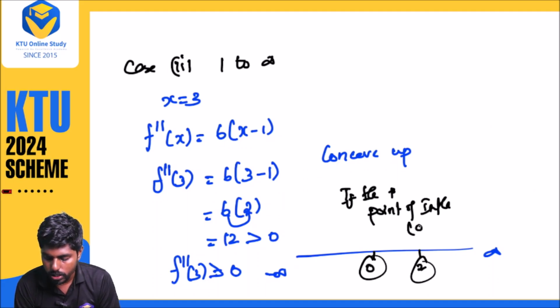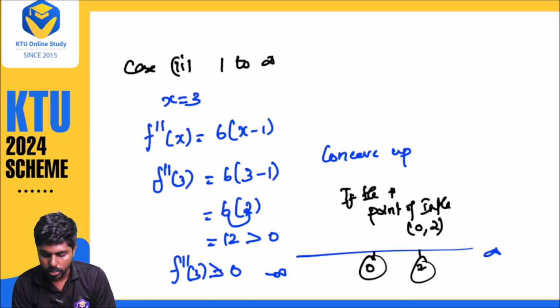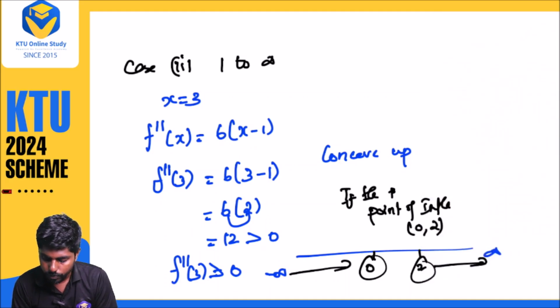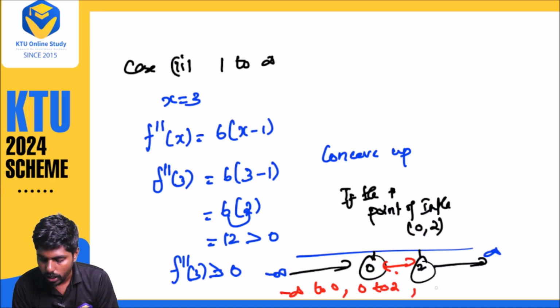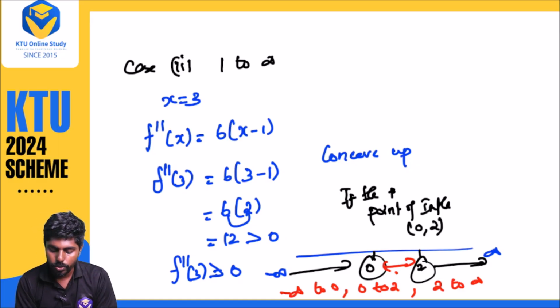If the points of inflection are 0 and 2, then you take the intervals minus infinity to 0, 0 to 2, and 2 to infinity. You can take any point in between. Here I can take minus 1, here I can take 1, and here I can take 3. This is just for our understanding purpose.